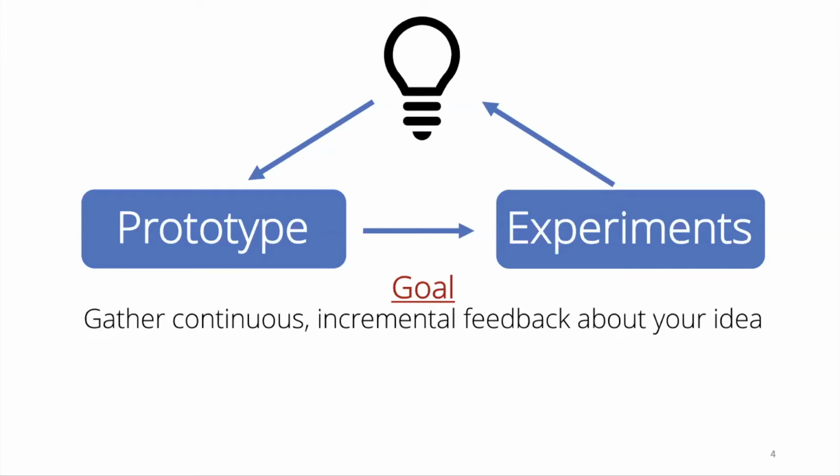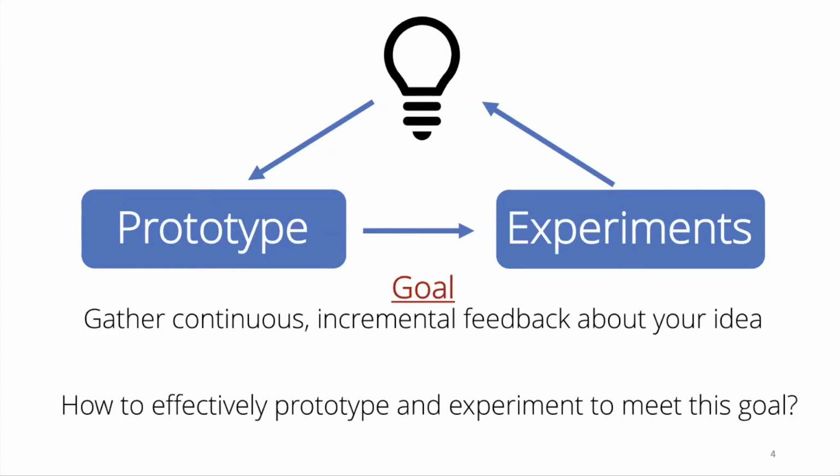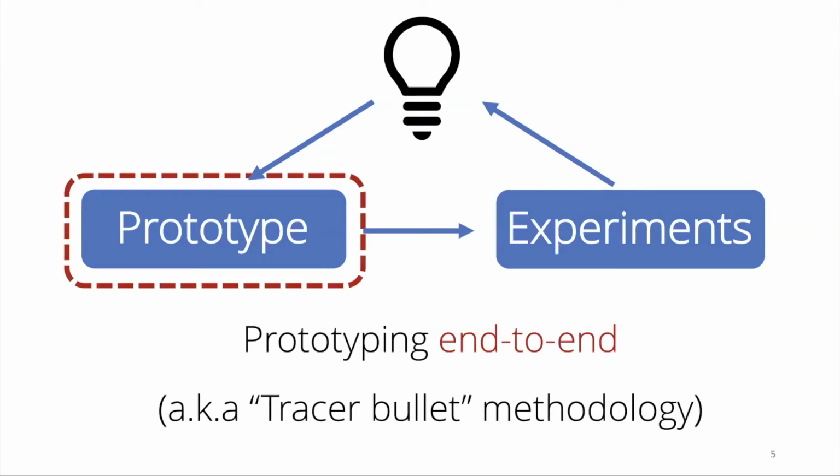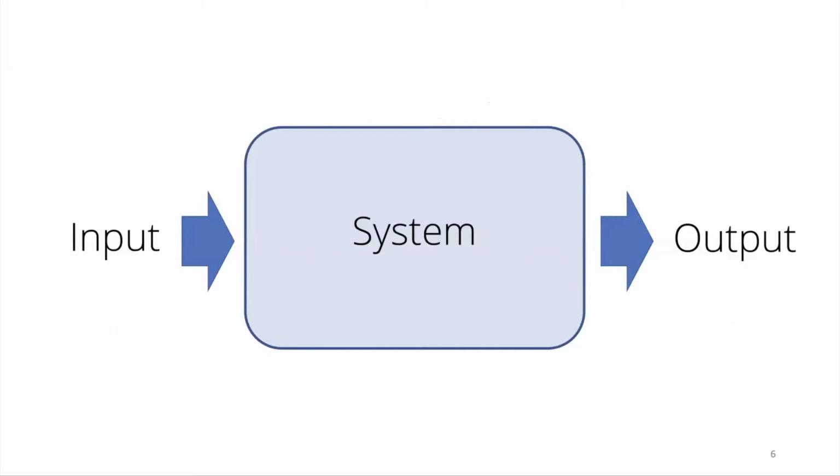And in this talk, we're going to see how you can prototype and run experiments in a way that supports this goal. All right. So first, we're going to focus on the prototyping side of things. So when you're building a prototype, what that means is you're building a system. Your system will take some input and will produce some output, right? Very high level picture of a system here.